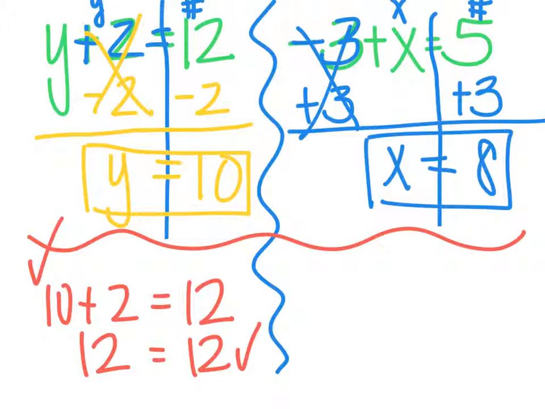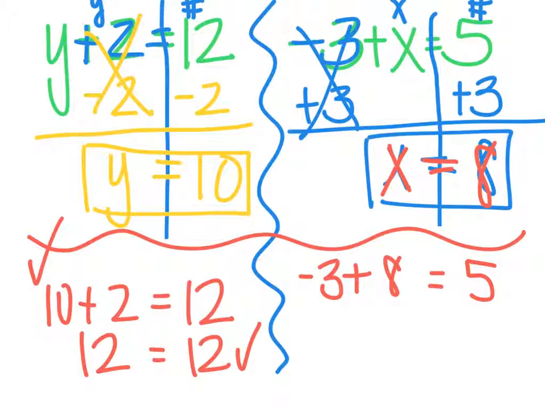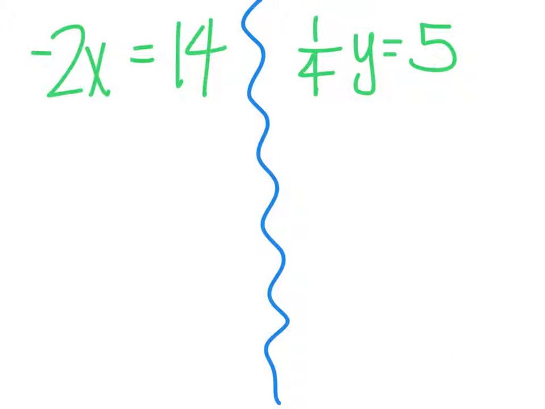I'll do the same thing here. I have negative 3 plus, instead of x, I'm going to put 8 because I know that x equals 8. And I want to see if that's really 5. Well, negative 3 plus 8 is like owing $3 but having 8. So if you owe $3 and you have 8, that means you really have 5 because you're going to pay off your debt. And our answer was the same on both sides. So this worked.